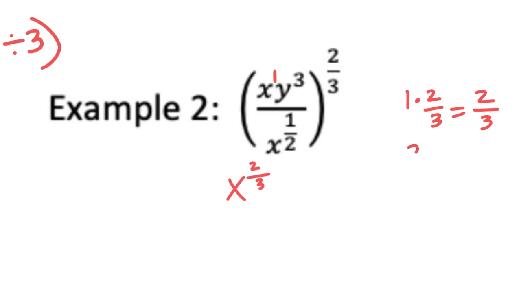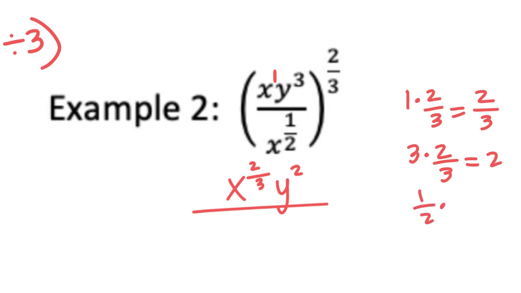I'm going to do the exponent on the y, so 3 times 2/3. If you need to use your calculator, do so. That should give you 2. So now we have a y with an exponent of 2. And then we are going to do the 1/2 times the 2/3. Use that calculator if you need to. It should give you a 1/3. So you have an x to the 1/3.